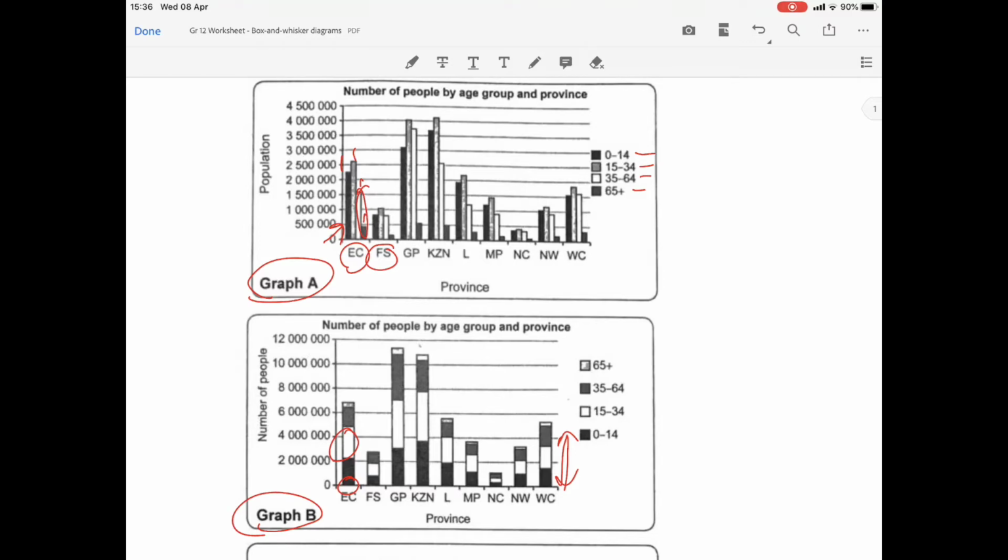And how you can explain that is you could say graph A shows you each age group and the total of each age group in each province, whereas graph B shows you the total population in each province, and that is then split up into the different age groups in one single column. You could also go on to say that there is 1 column per province in graph B, where there are 4 columns per province in graph A.